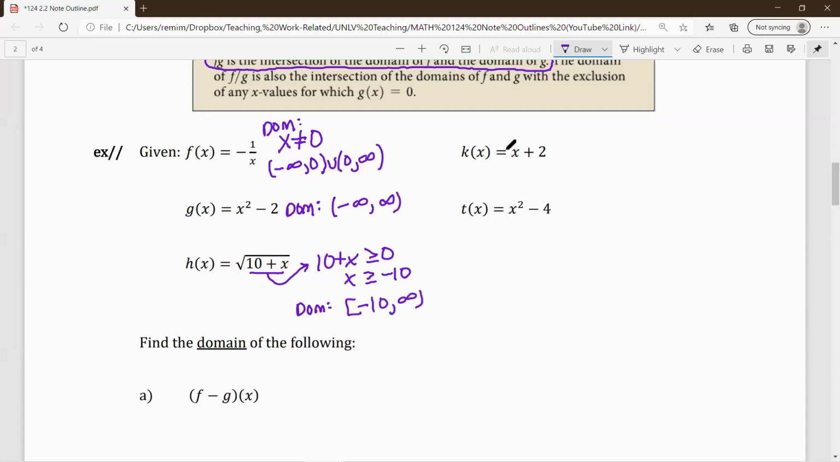And then for k of x and t of x, what are those domains? This should be pretty fast because you say, okay, do these have denominators? Nope. Do these have even roots? Nope. So domain for both of them is negative infinity to infinity.